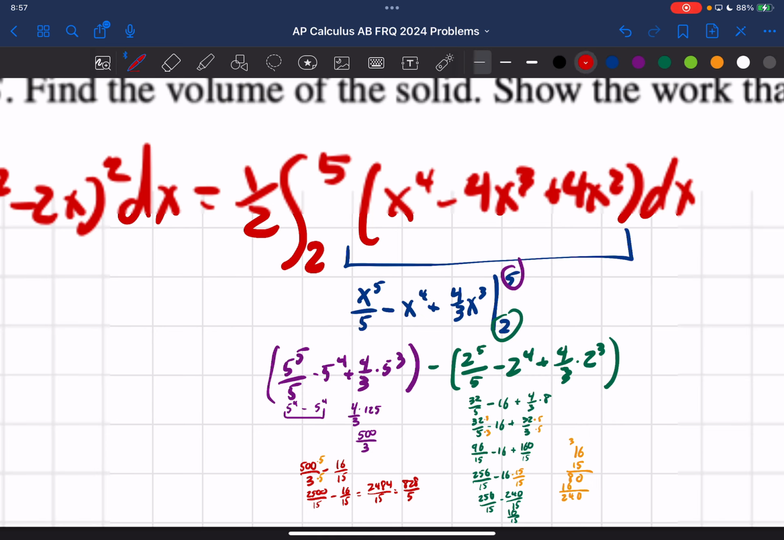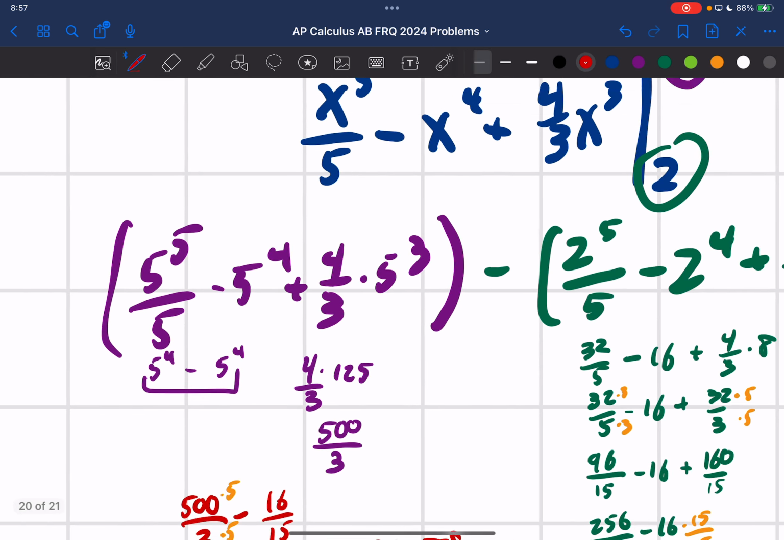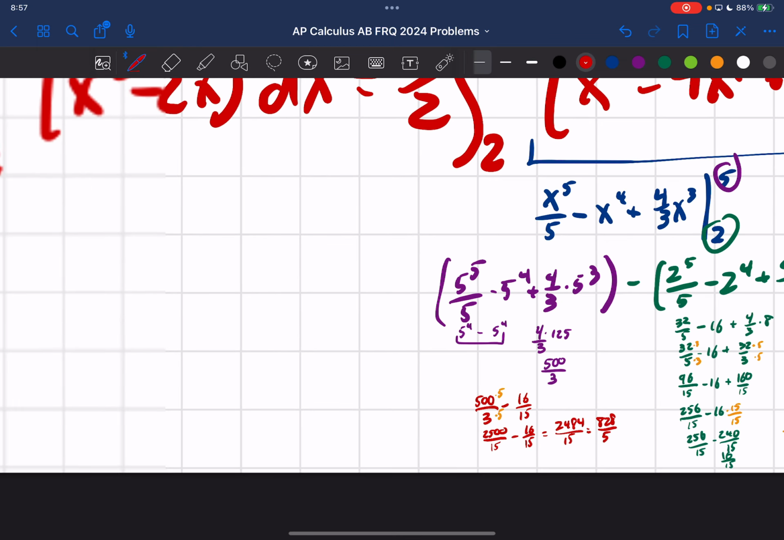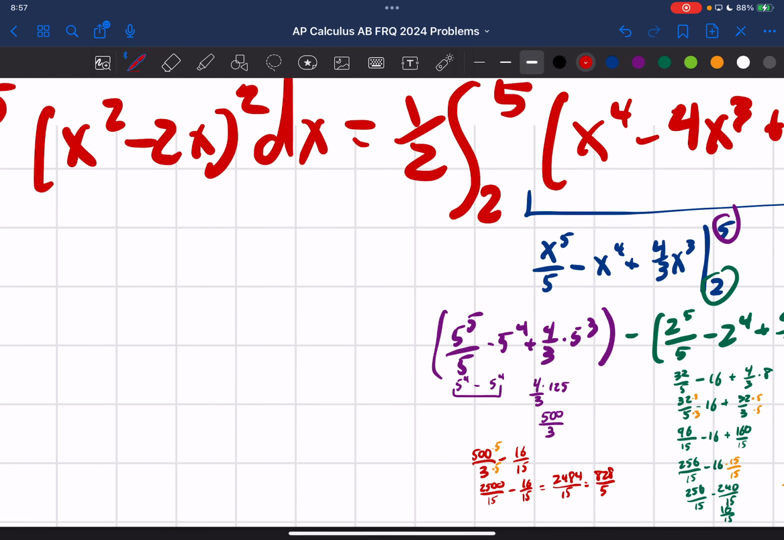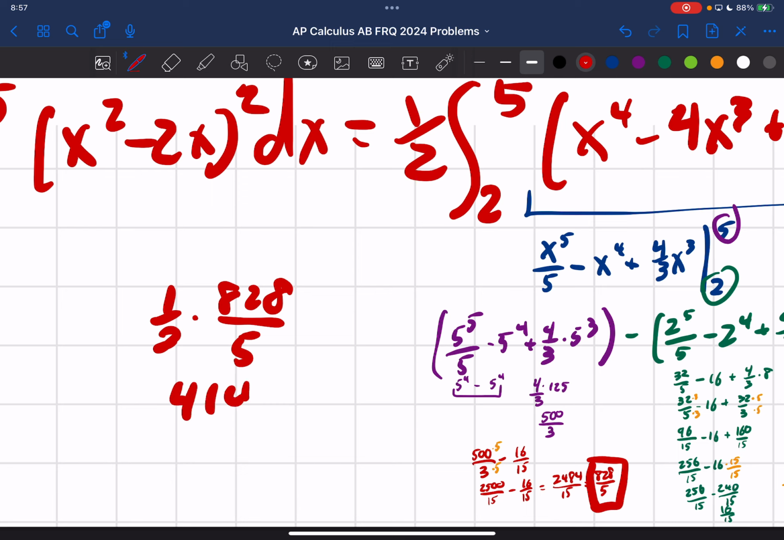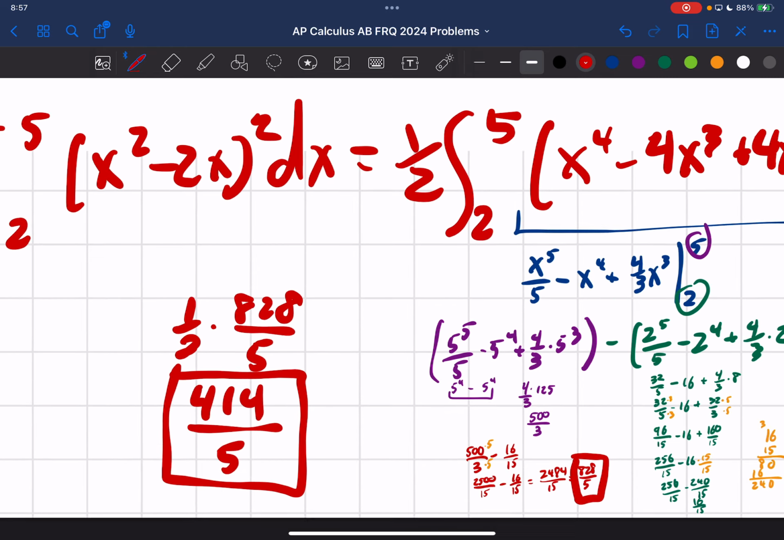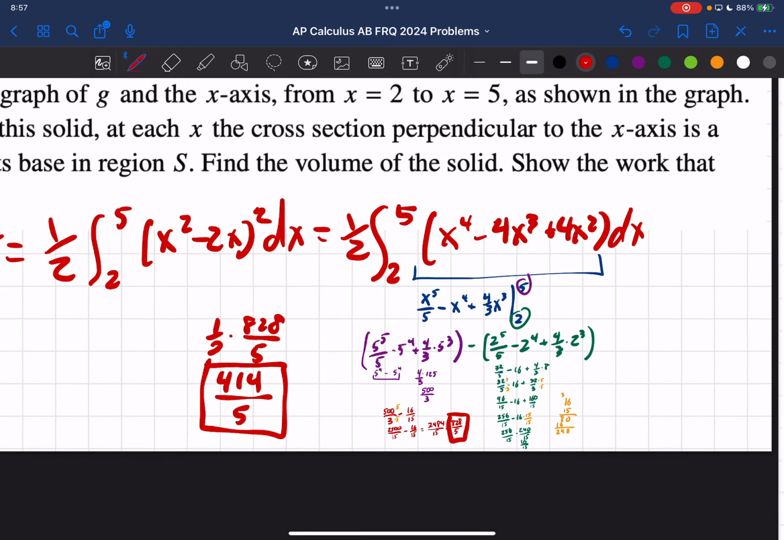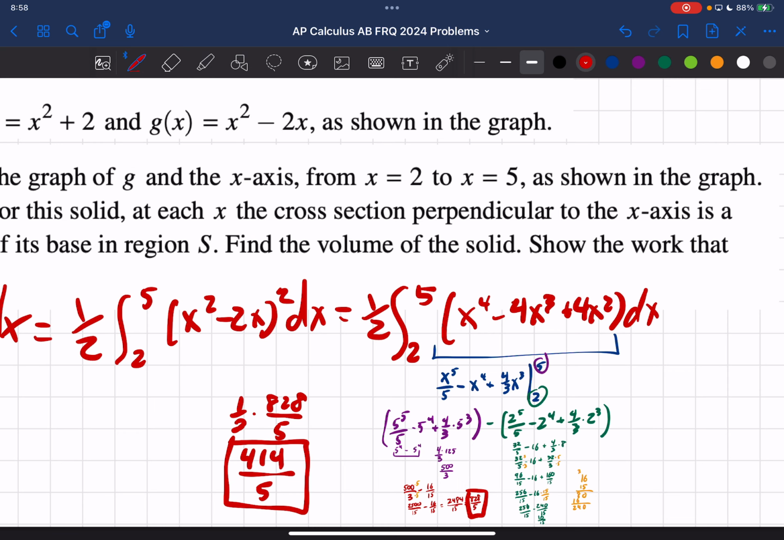Now, we're not done, because, don't forget, there was still that 1/2 in front of our integral to begin with. So that means for our final answer, we have to take this number and multiply by 1/2. And since it can be canceled, we have 414 over 5. And they don't give units here, so it's just 414 over 5 as our volume.